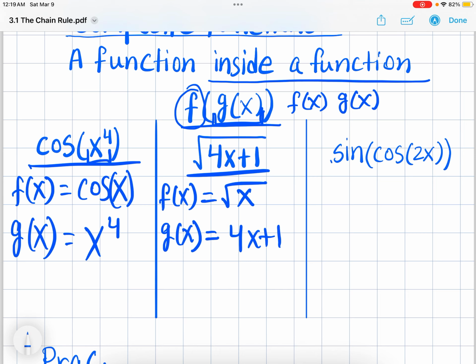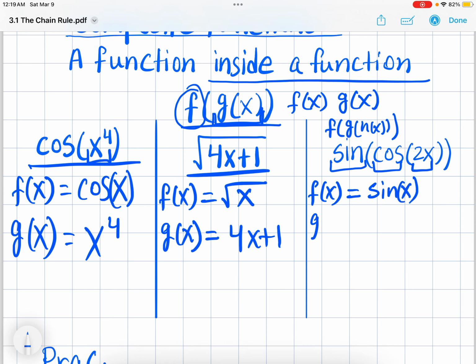Let's see. 1, 2, 3. 3 components: f, g, h. So f of x equals sine x, g of x equals cosine x, and h of x equals 2x. There are the breakdown.